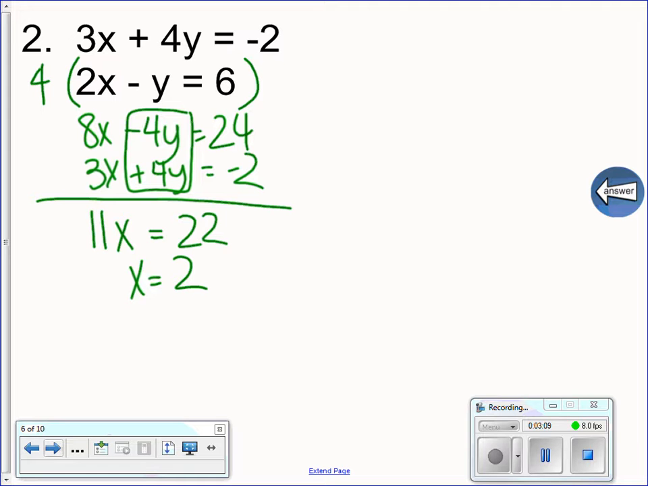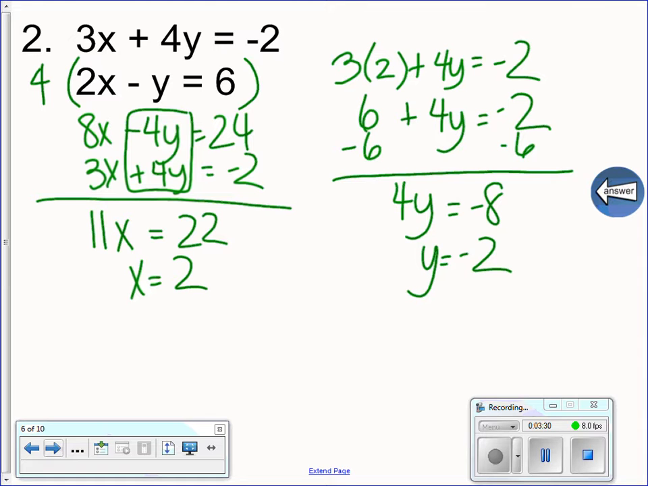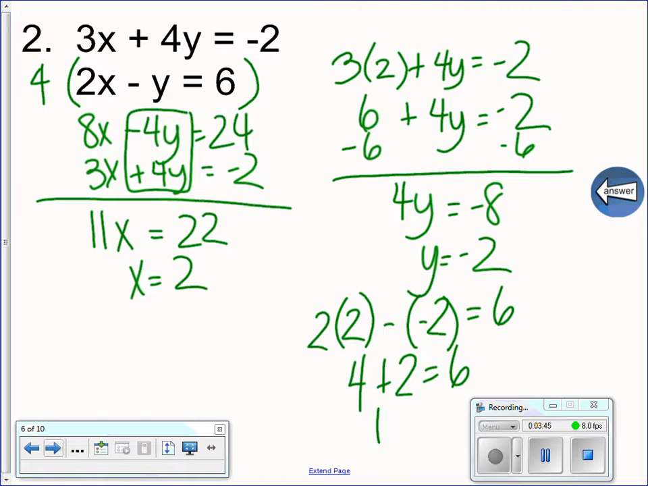I'm going to substitute: 3 times 2 plus 4y equals negative 2. So 6 plus 4y equals negative 2. Subtract 6 from both sides. 4y equals negative 8, so y is equal to negative 2. Now I'm going to plug it back in to check. 2 times 2 minus a negative 2 equals 6. So 4 plus 2 equals 6. 6 equals 6. So my solution is 2, negative 2.